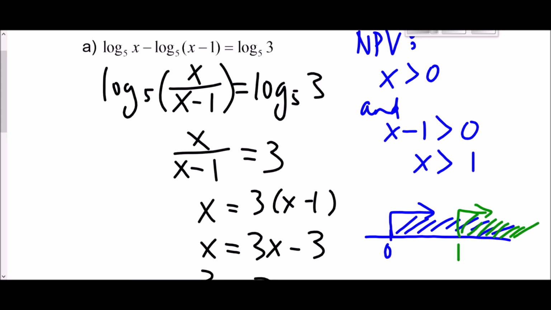So now if you look at this, which region has the most overlapping? This. So what does that mean? That means your restriction is x has to be greater than 1.